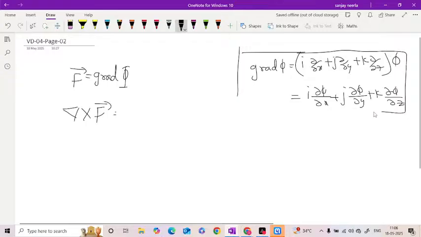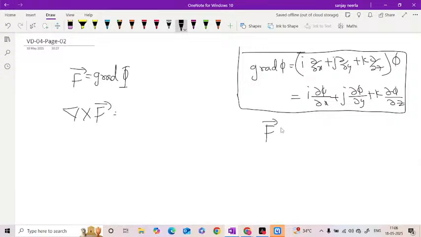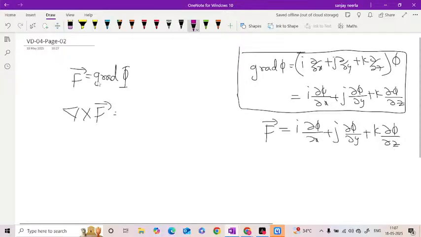Now I want to calculate the curl of this vector. What is our f? Our f is i dou pi by dou x plus j dou pi by dou y plus k dou pi by dou z. Now I want to find the curl of this vector.